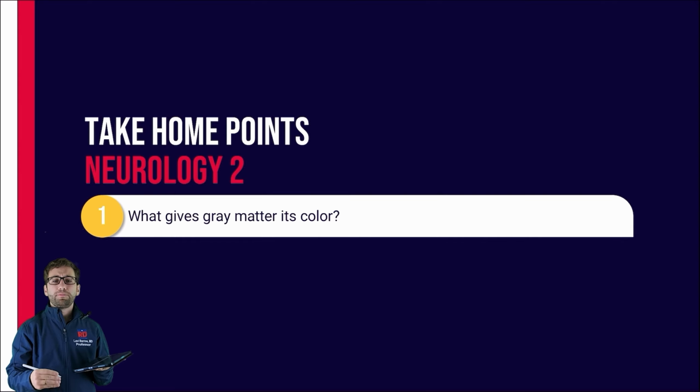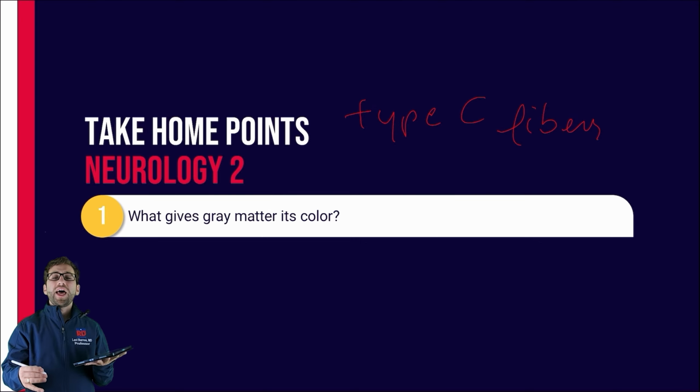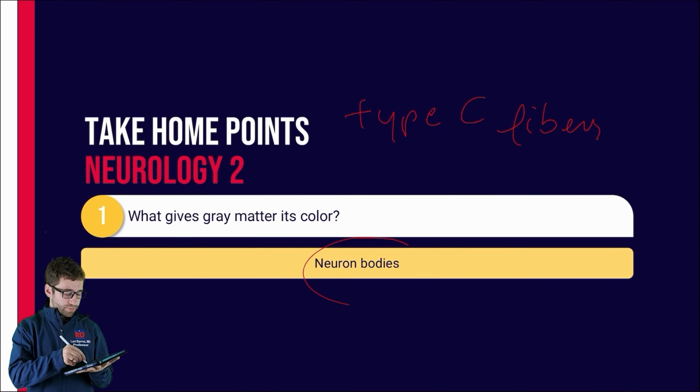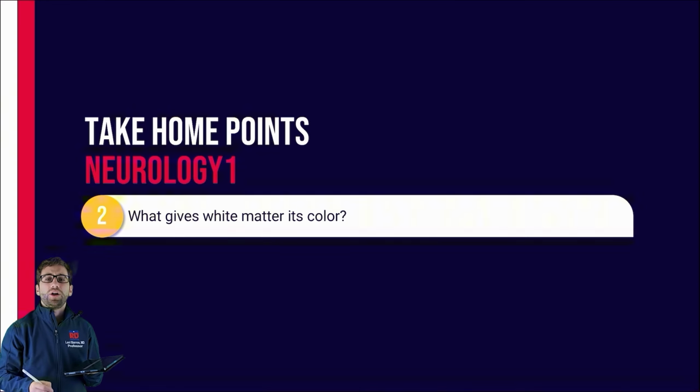Well, the gray matter appears gray because it contains neuronal cell bodies, dendrites, and unmyelinated axons, also called type C fibers. Okay? The lack of myelin, which is a fatty substance, gives gray matter its characteristic color as opposed to white matter. Easy, right? Let's proceed. And what gives white matter its color?